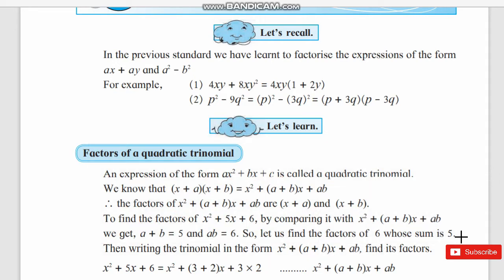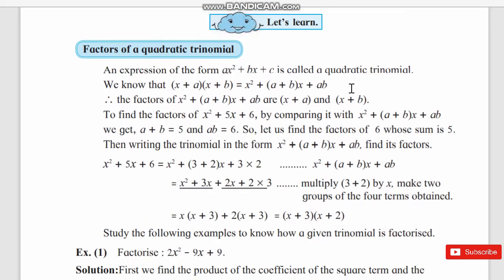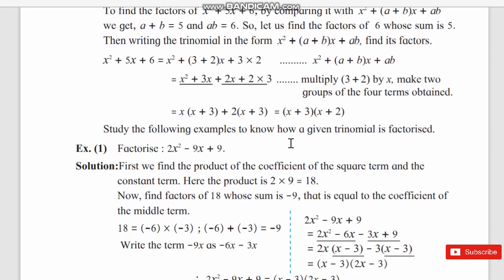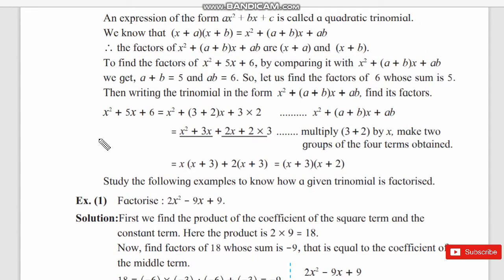What are the factors? Let us see how we can make the factors of the given expression. This is the expression x square plus 5x plus 6. What we can write here is x square, and we are splitting the middle term. This is the middle term. In the expression, this is the first term, this is the second term and this is the third term. How can we split the middle term? Let us see.